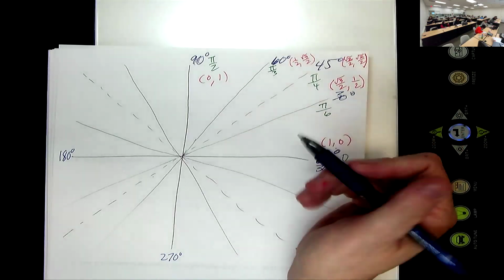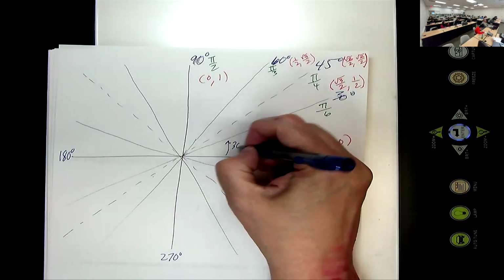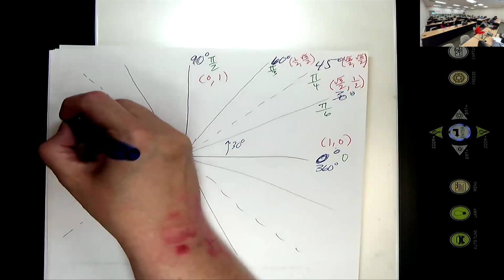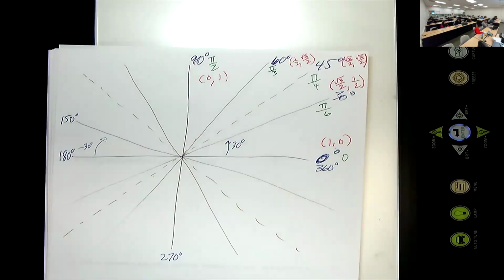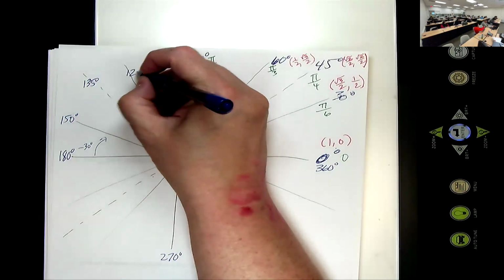Using the reference angle idea works pretty well. If this is 30 degrees, then this is going back 30 degrees. 180 minus 30 is 150 degrees. This ends up being 135 degrees and 120.